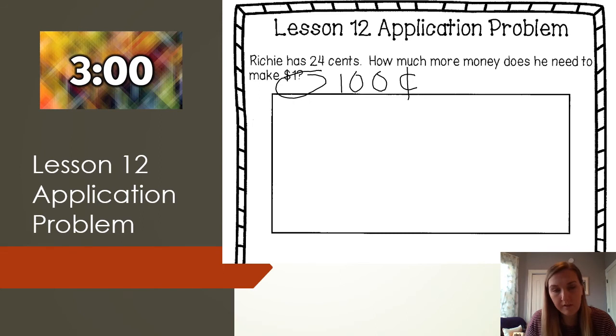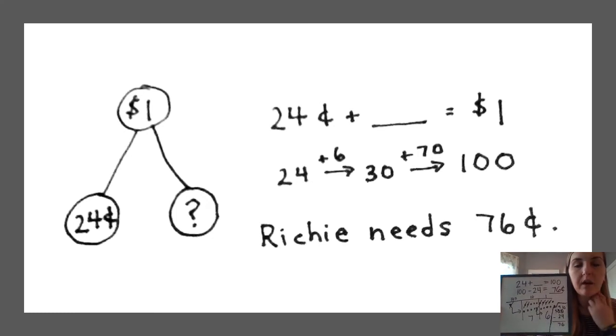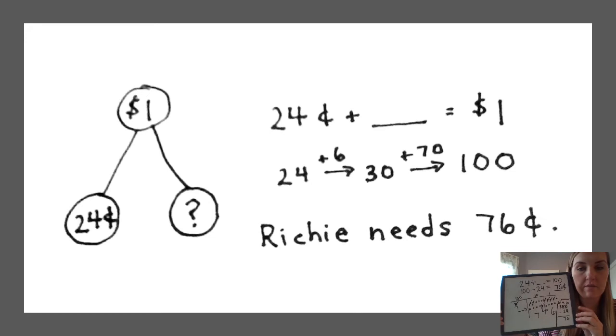All right, here is how I solved it. So you could have counted up using the arrow way, or I have another example here. Here is an example of the chip model way. So I changed it to 100 minus 24. I had to unbundle and make more tens and ones in order to subtract 24. Richie needs 76 cents. I also showed the vertical form using subtraction to solve as well.